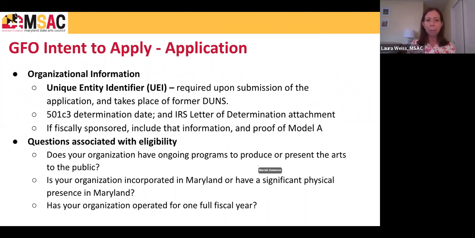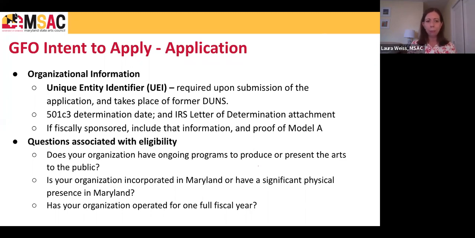If you have questions about this, reach out to Emily or myself and we can provide some resources about that. You will need to share your 501c3 determination date and your IRS letter of determination as an attachment as part of the application. And if you are fiscally sponsored, we do have some information that we need about that, and we need proof that you are operating under a Model A agreement. So that is in the form of an attachment between you and your fiscal sponsor.